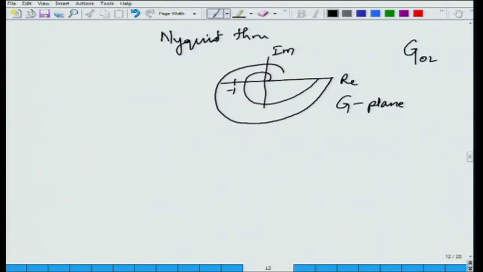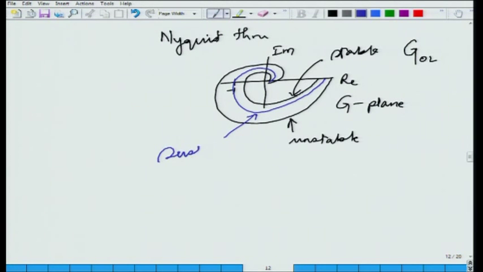On the other hand, if it encircles -1, 0, so this one is stable and this one is unstable because it is encircling -1, 0. And of course, if you got one that goes like this and passes through, this one corresponds to sustained oscillations.